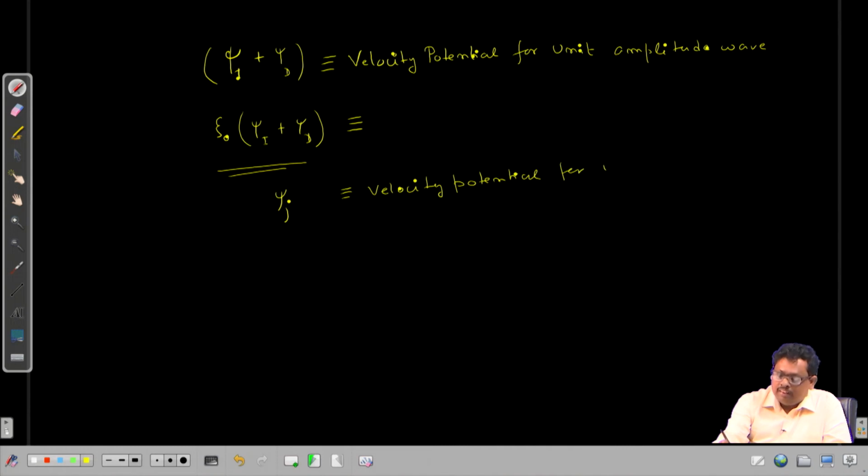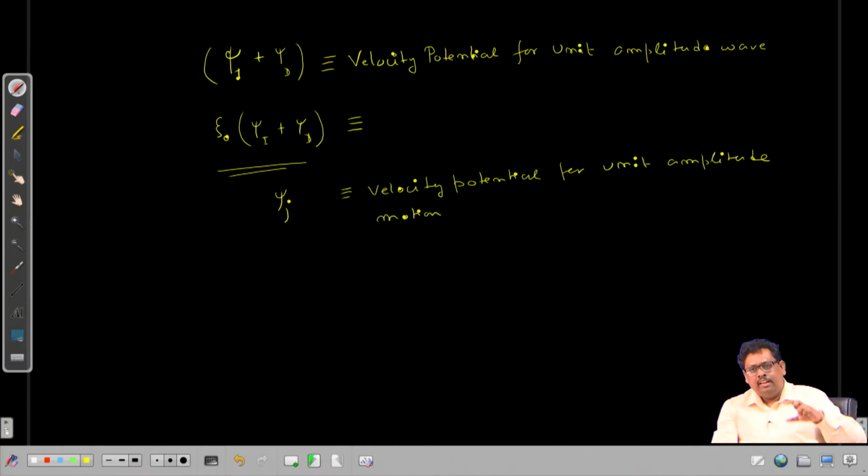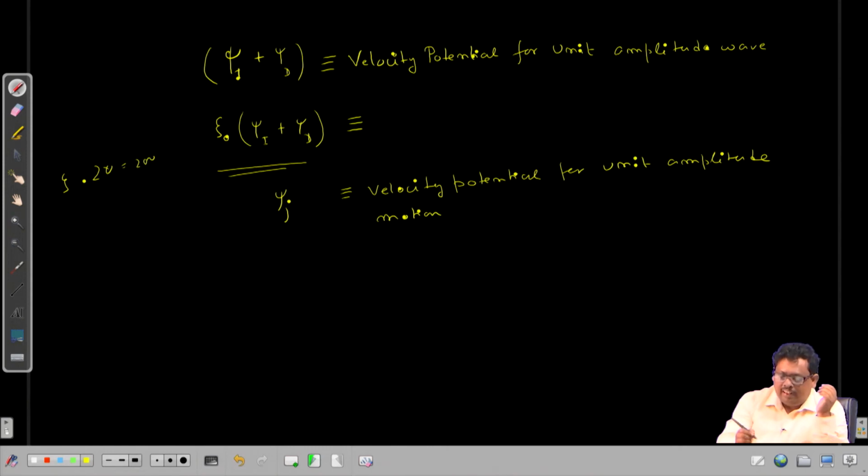for unit amplitude motion. You know that for radiation, probably in still water, this body has to oscillate. Now, if the magnitude of this oscillation is 1, then it is psi j. If you multiply this psi j by some xi j, similarly, this xi j must be multiplied by the amplitude to get the total velocity potential.